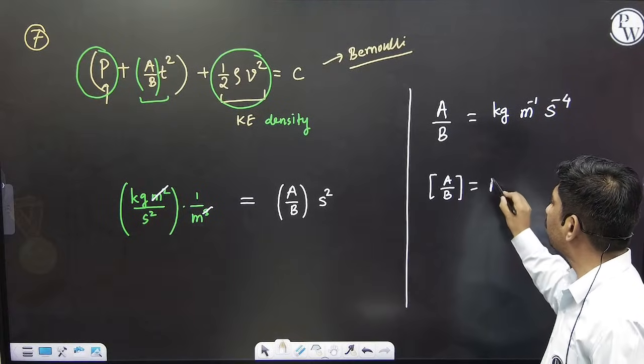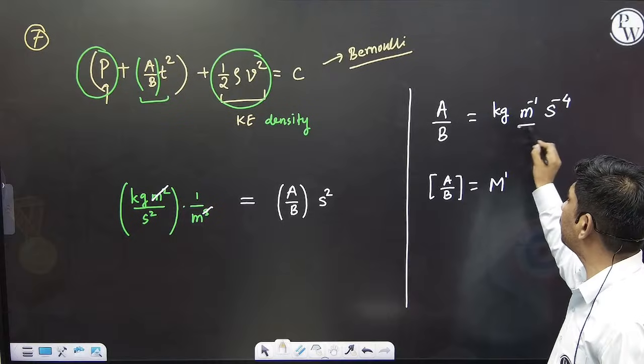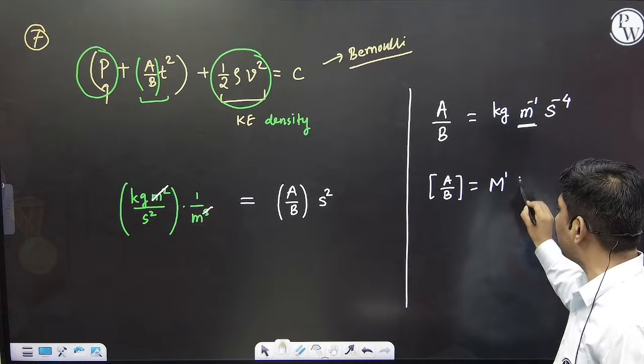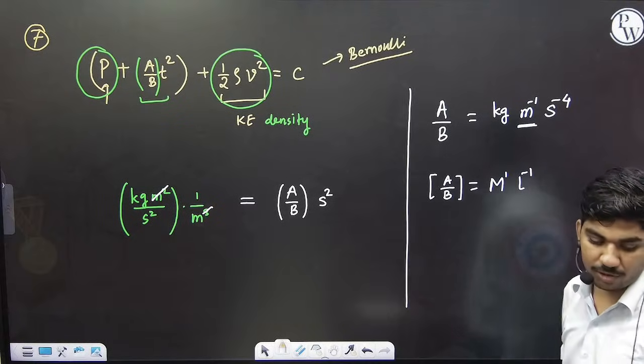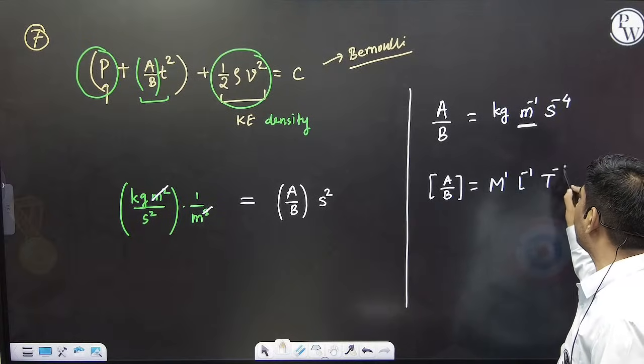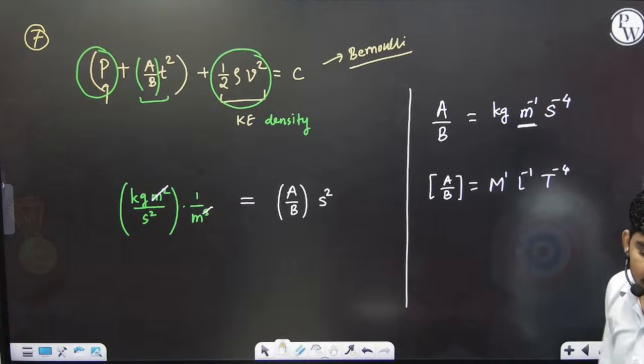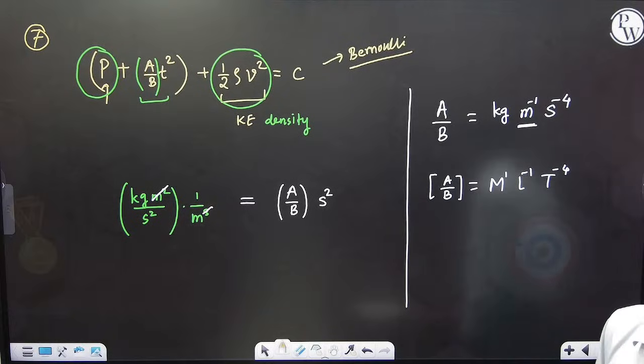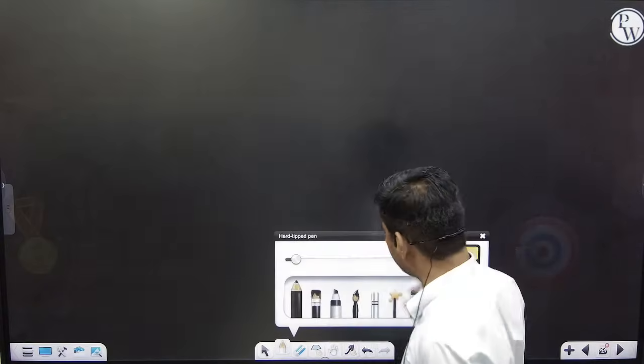Kg for mass m1, per meter means for length, so L minus 1, and second for time, so S, yes, T minus 4. Okay, these were the questions. One more question we are having from wave optics. So what was this question about? Let us see. I hope this question is clear to you.